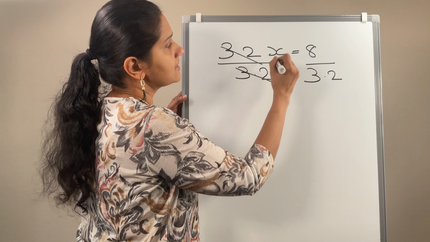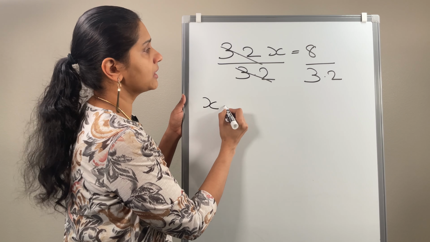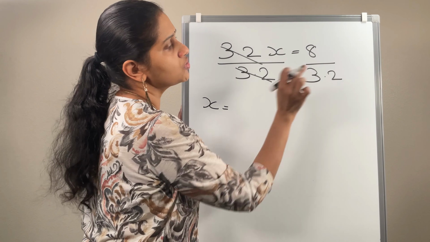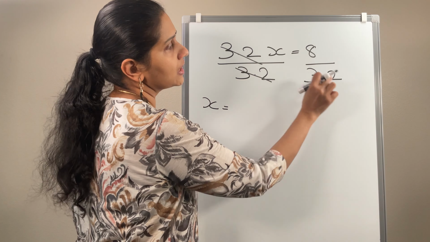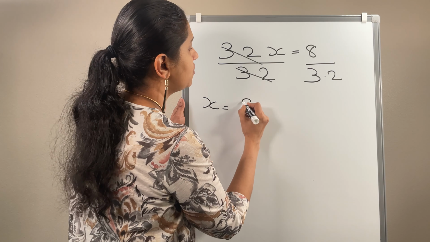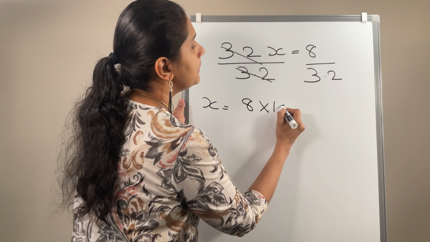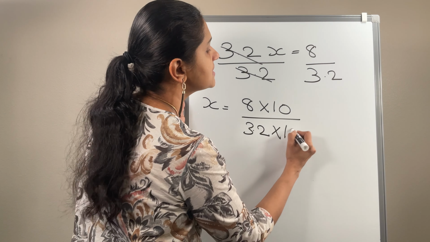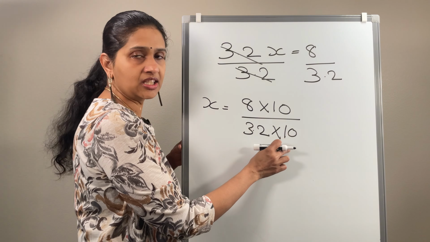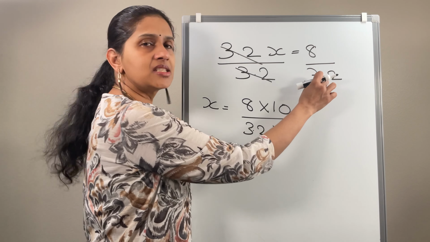This will get cancelled out and the variable x will get isolated. Now, how to solve 8 by 3.2? We have a decimal point here, so let us first get rid of it. To get rid of it, multiply both the numerator and denominator times 10. I am doing this in order to remove this decimal point.